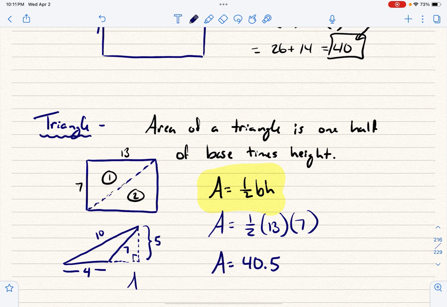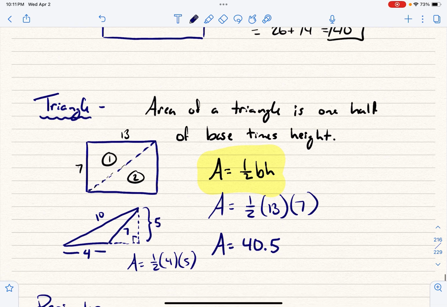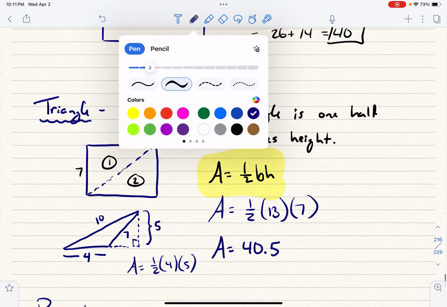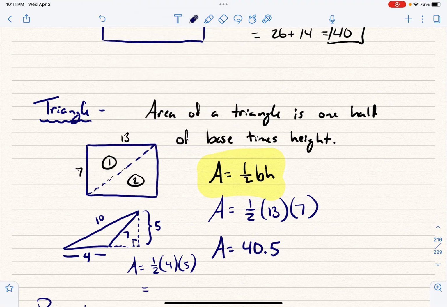If I wanted to find the area, I would say 1/2 base times height. Half of 4 is... I'm sorry, half of 4 is 2, and 2 times 5 is 10. So I would go, that is 10. Okay? So you would ignore this one and ignore this one because you only care about base and height.